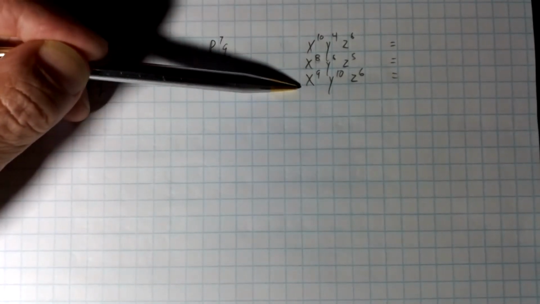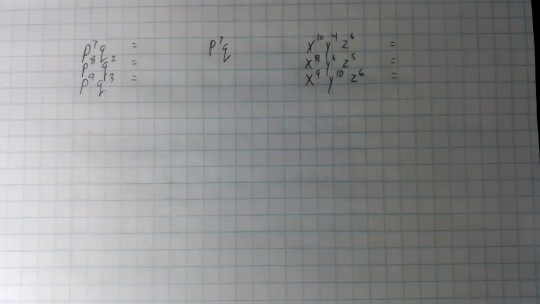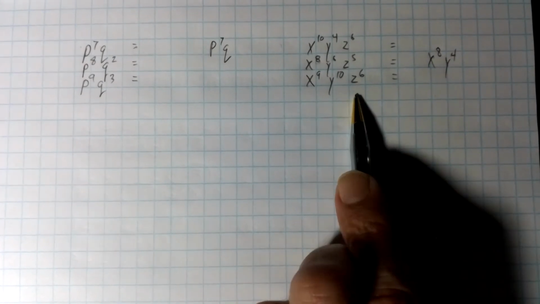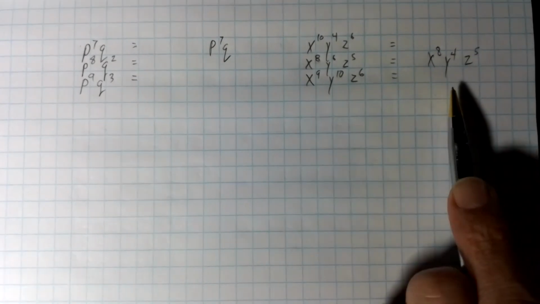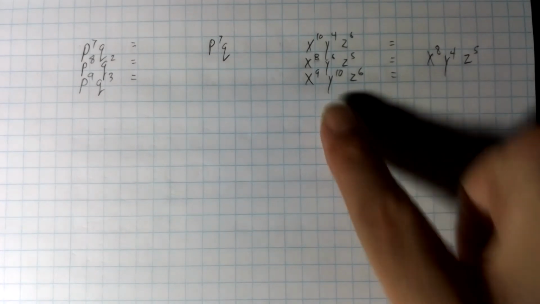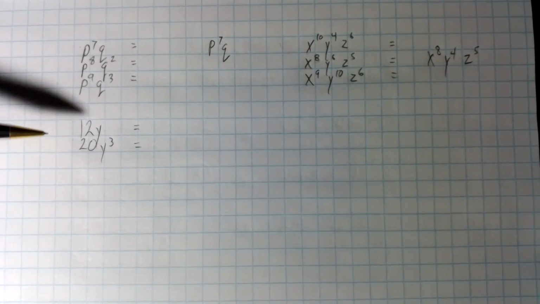I can right away see I have 8 x's in each of my products. Next, I can see clearly I have 4 y's in each, at least 4. And here, I have at least 5 z's in each. So this, ladies and gentlemen, is my greatest common factor for these 3 products. Okay, and this is going to be more like what we're working with.